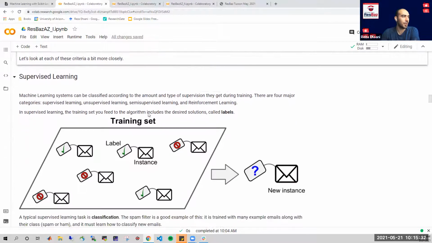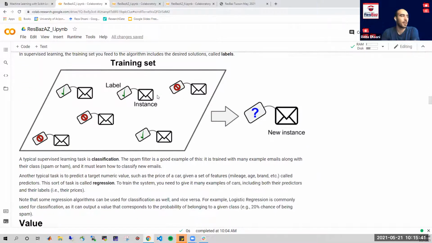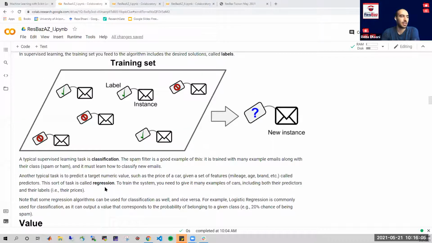supervised learning. So, in supervised learning, the training sets we feed to the algorithm include the desired solution, which are called labels. This picture shows that we have some emails, we have the labels for them, whether they are spam or ham, and then we train the model using this training set. When we have a new instance, we ask the model to categorize this email, and it will tell us whether it's spam or ham. This is a classification example.